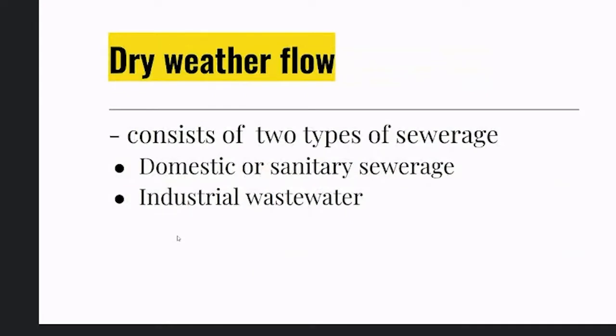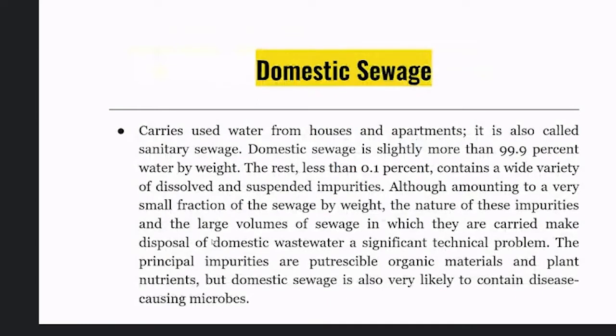Next. Gaya ng sabi ko sa dry weather flow, ayun yung panahon na pang El Nino and tagtuyot. So for this dry weather flow, meron tayong dalawang klase: domestic or sanitary sewerage and industrial wastewater. For domestic sewage, di ko na papahabain to kasi mahaba yung details. Ang sinasabi lang dito is the principal impurities are putrescible organic materials and plant nutrients. But domestic sewage is also very likely to contain disease-causing microbes.